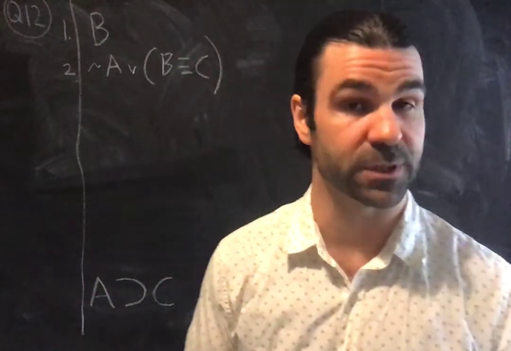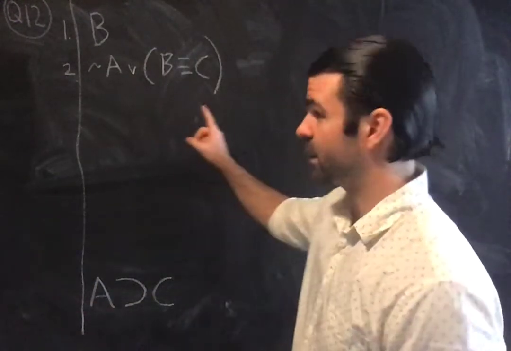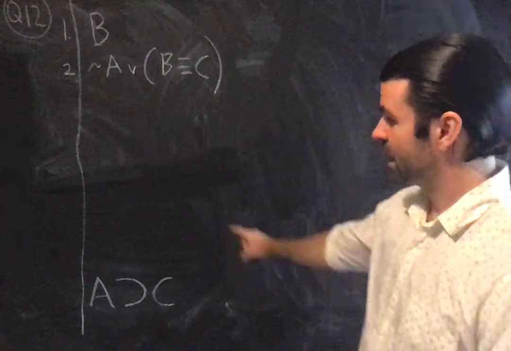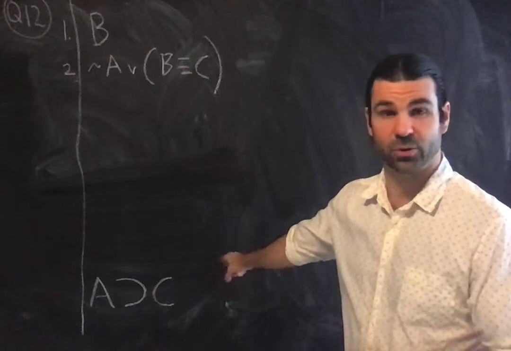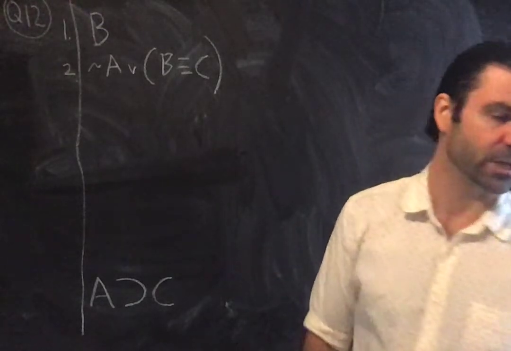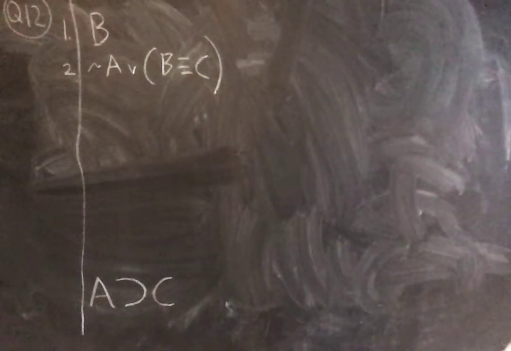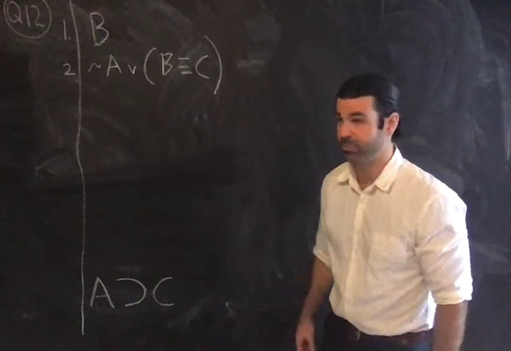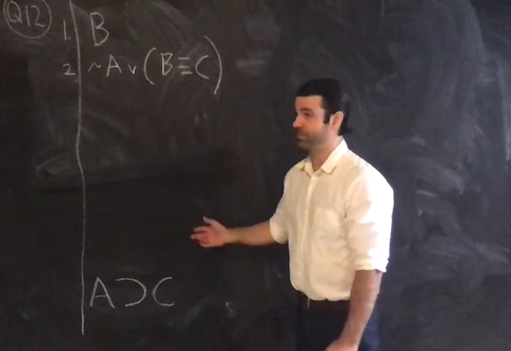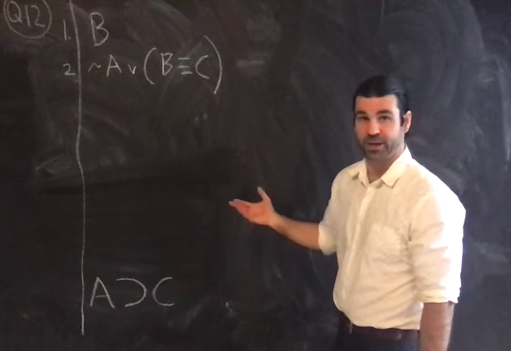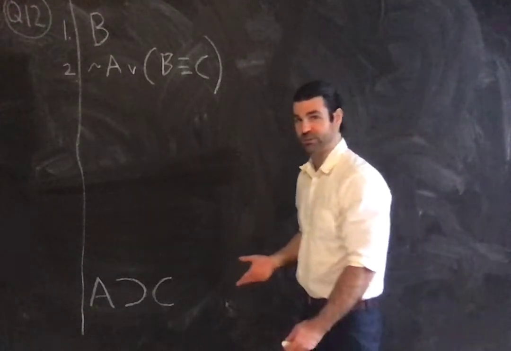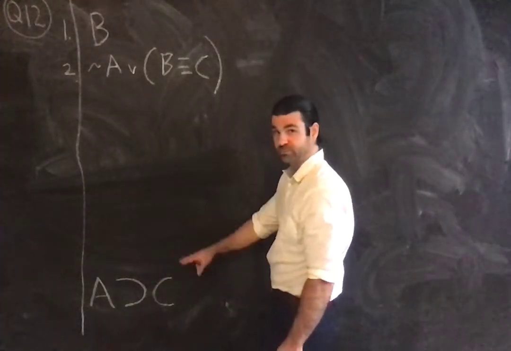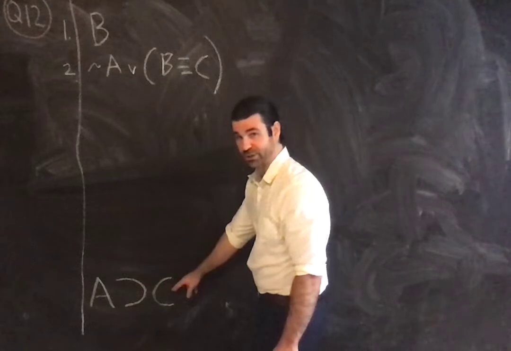Question 12, we have these 2 premises, B and either A or B by conditional C, and my conclusion is this conditional, A hook C. Straight away I'm going to say, this is a conditional, I'm going to use conditional proof. It's going to be much easier than any other possible strategy. It's definitely not going to make anything harder. So what do I do? My conclusion is a conditional.